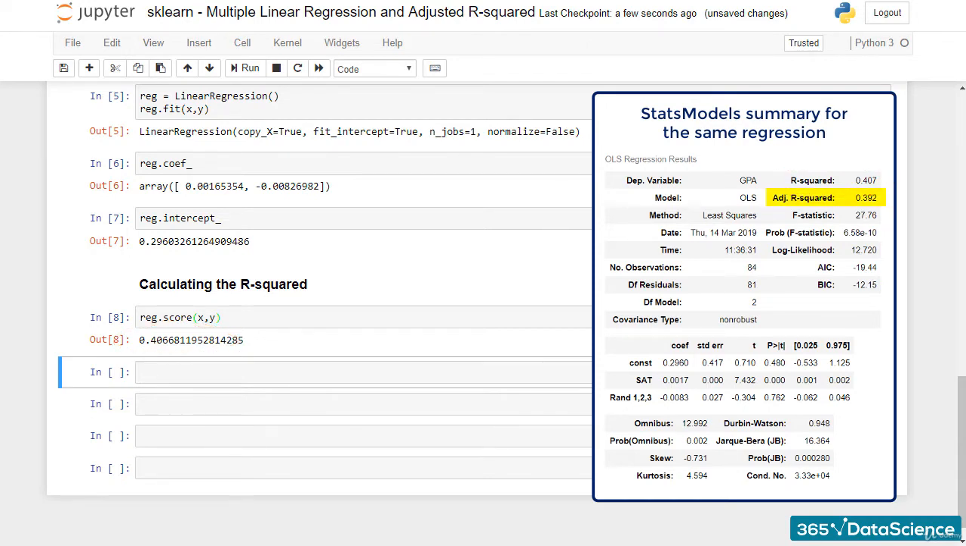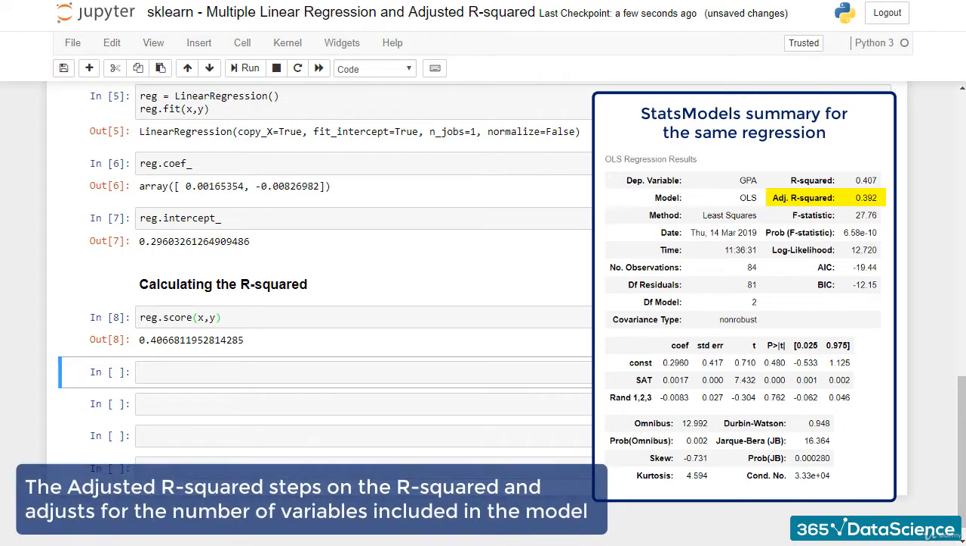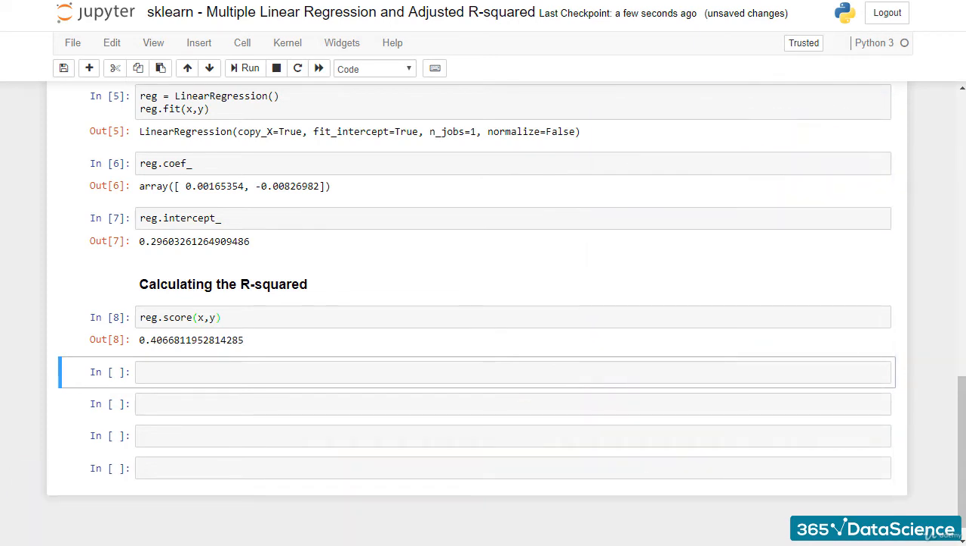As you may remember, the adjusted R-squared is a much more appropriate measure for a multiple linear regression. It steps on the R-squared and adjusts for the number of variables included in the model. If we are using features with little or no explanatory power, the R-squared would increase nonetheless. Thus, we need to penalize this excessive usage through the adjusted R-squared. Unfortunately, there is no ready-to-use method included in SKLEARN.